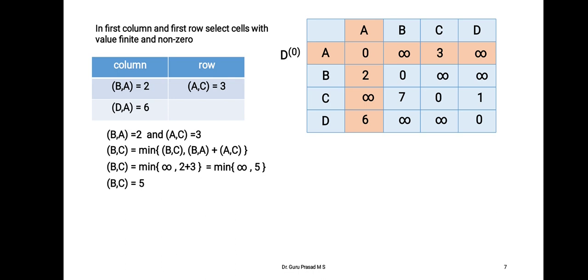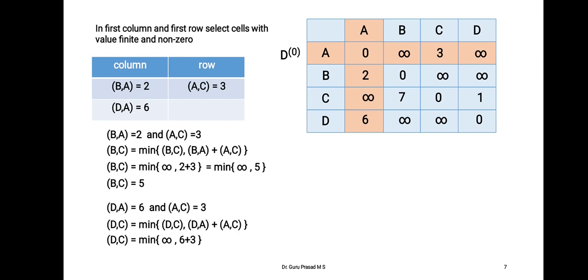Next, the column's second value, d a equal to 6, and a c equal to 3. It indicates there is an edge from D to A and an edge from A to C, so you can find the minimum distance from D to C. D comma C equal to minimum of D comma C, comma, D comma A plus A comma C. In the matrix the D to C value is infinity, minimum of infinity, comma, and the new distance is 6 plus 3. Minimum of infinity and 9, the minimum value is 9. So the distance from D to C is 9.